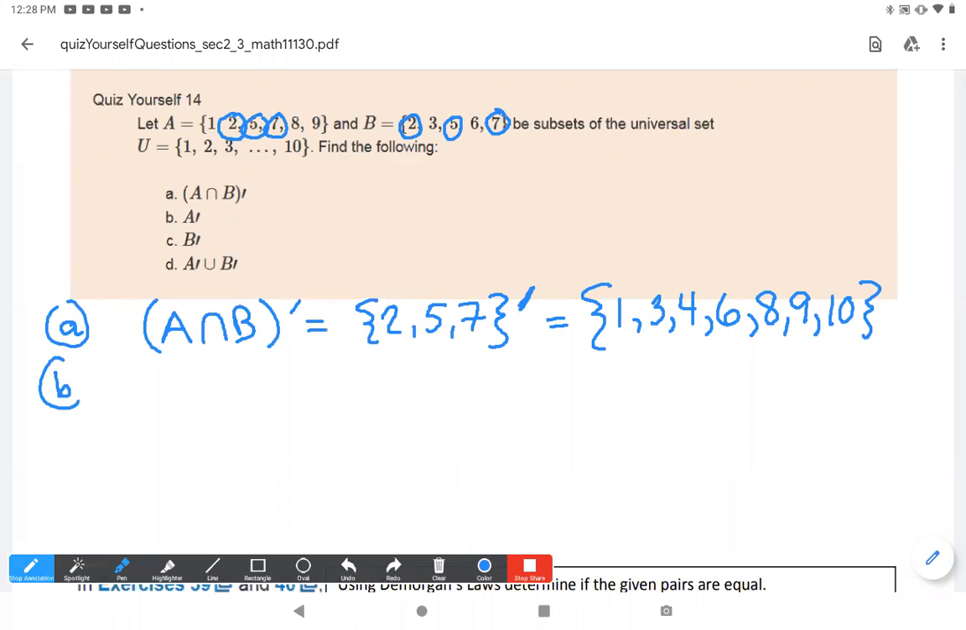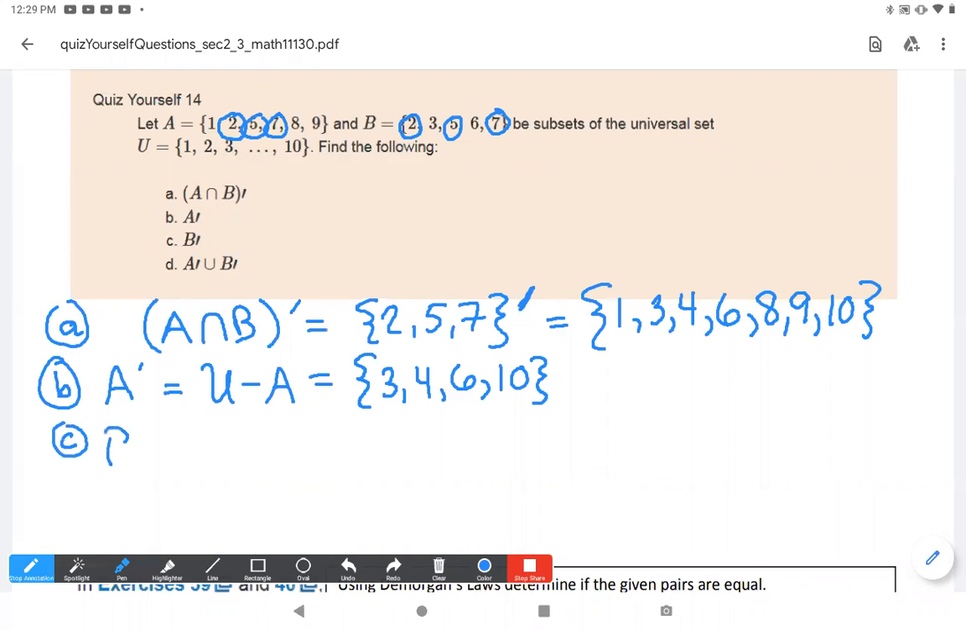Part B asks us to look at the complement of A, which is to look at U and remove the elements of A. So if we look at U and we remove the 1, the 2, we would have a 3, a 4, remove the 5, remove the 7, the 8, the 9, and we have the set 3, 4, 6, 10.